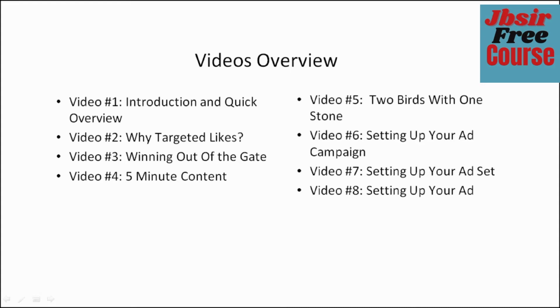In video number 4, we'll talk about how to create content fast, so 5-minute content. In other words, how to create content that actually converts. In video number 5, we're going to talk about two birds with one stone, which is basically a conversion factor. We talked about how to create content; how do we know what content is going to convert into sales, into leads, into profits? So we'll talk about that. Videos number 6, 7, and 8 are where we jump in and show you how to actually run an ad campaign. Video number 6 is all about setting up your ad campaign. Video number 7 is all about setting up your ad set. And of course, last but not least, video number 8 is about setting up your ad.